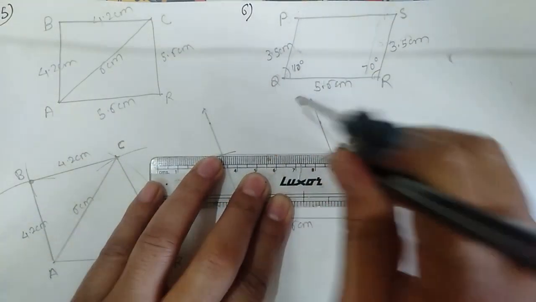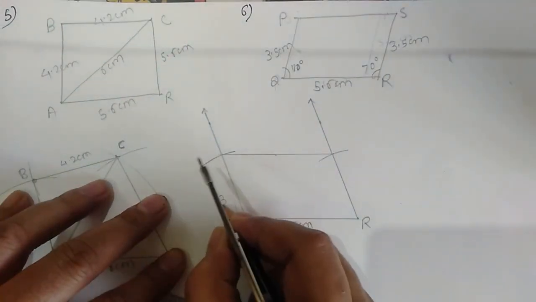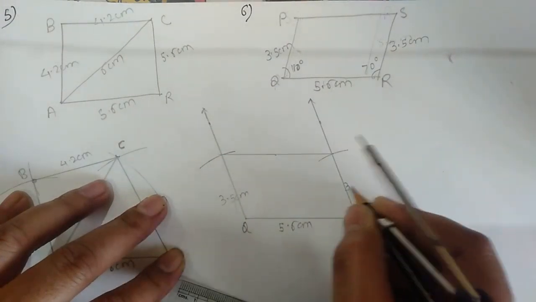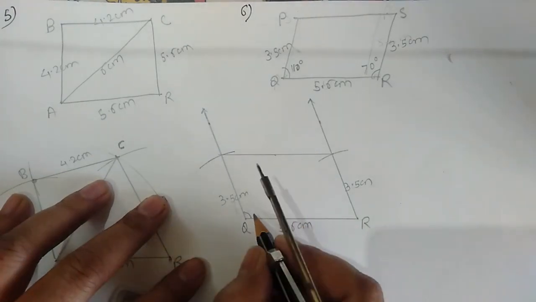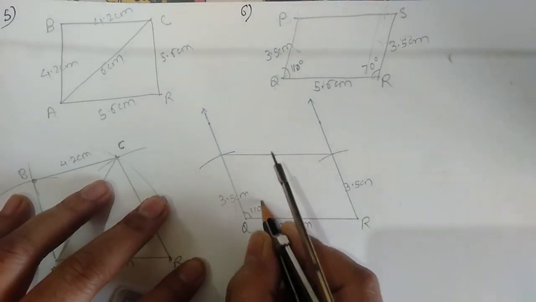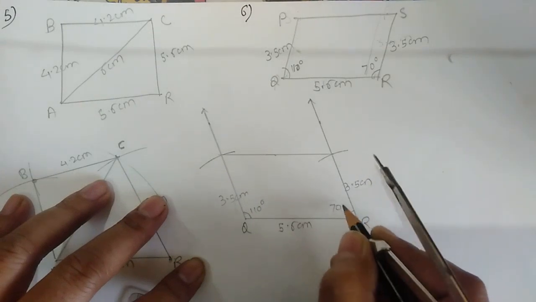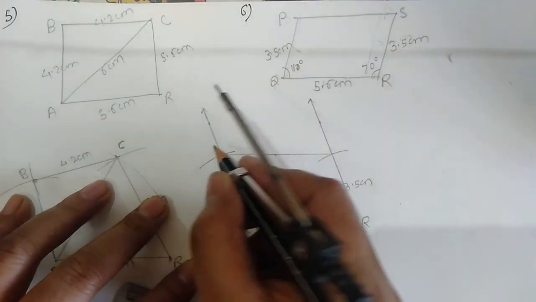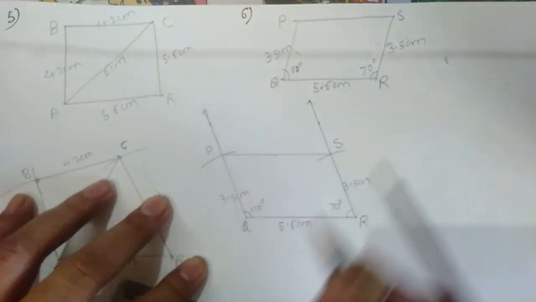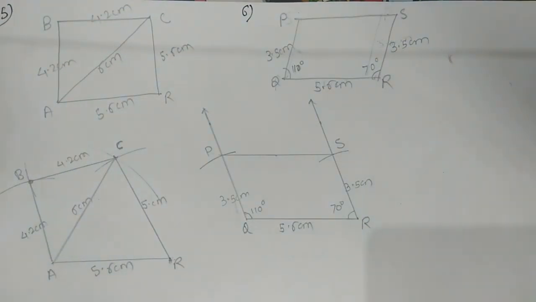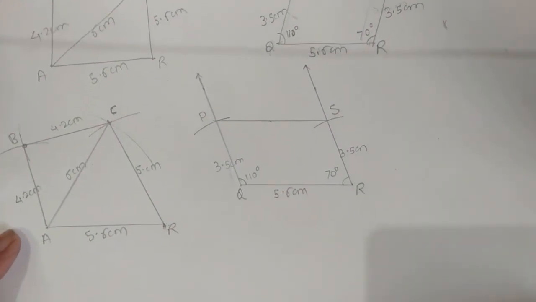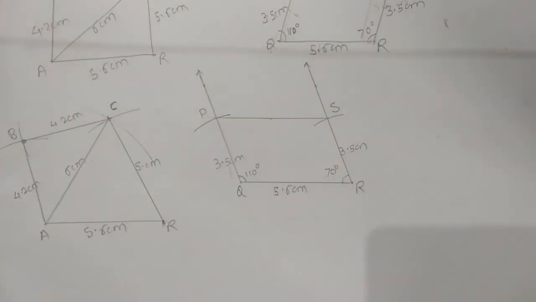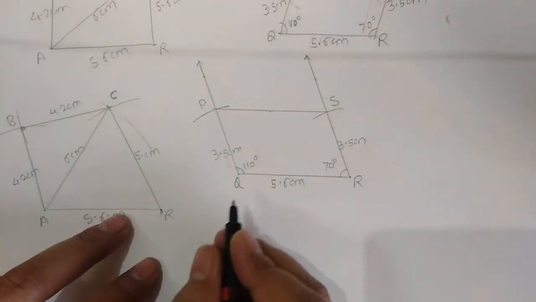Yes. Give the labels. 3.5 centimeter, 3.5 centimeter. It is angle Q is 110 degree, angle R is 70 degree, and these two remaining points are P and S. See the question. If the quadrilateral PQRS is a parallelogram, then which information is unnecessary? See.